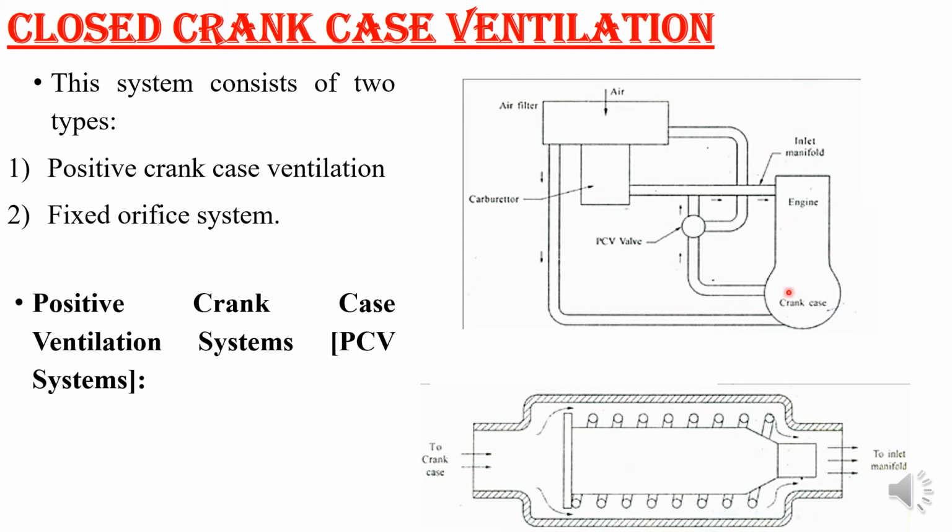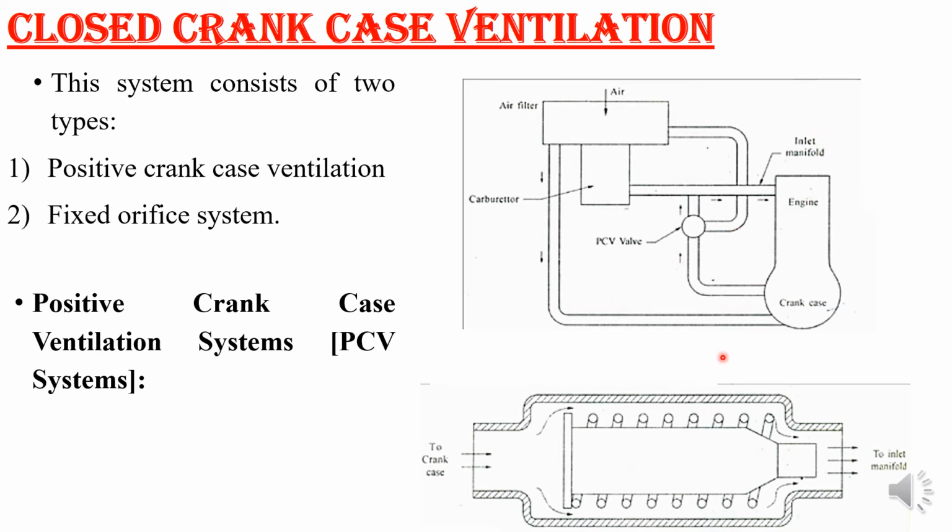So whatever HC emissions and combustion products are formed are, due to the PCV system, fed back to your engine. This is how the emission can be controlled. So this is one, the positive crankcase ventilation system. Air is supplied, due to that the blow-by gas goes to the PCV valve, then it goes inside the intake manifold. This PCV valve will control how much amount has to go along with the intake manifold.